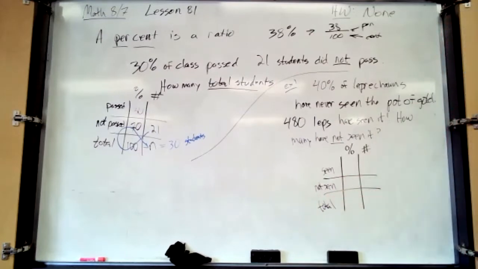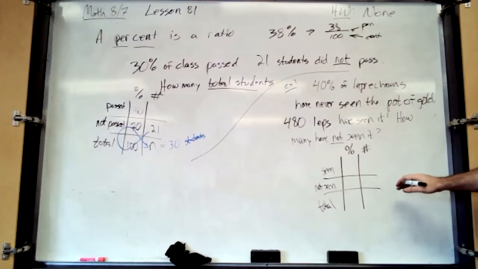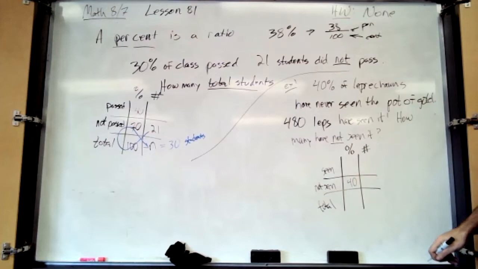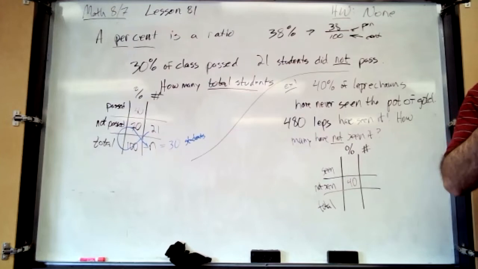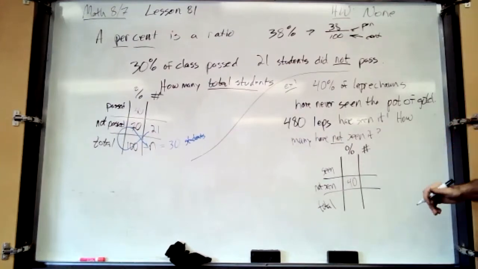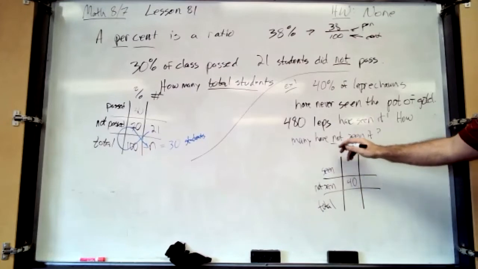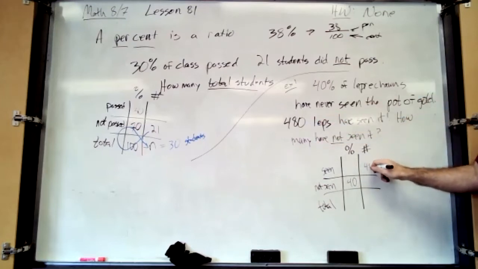Okay, let's go through the problem one at a time. Where does this 40 go? Adeline, where's the 40 go? Right next to not seen. Not seen. So right, have never seen. Okay, and then where does the 480 go? Somebody else. Aaron? Above the 40 right there. So that's the percentage column. So the 480 have seen it. So this is the actual number. Yep, so there's the 480.